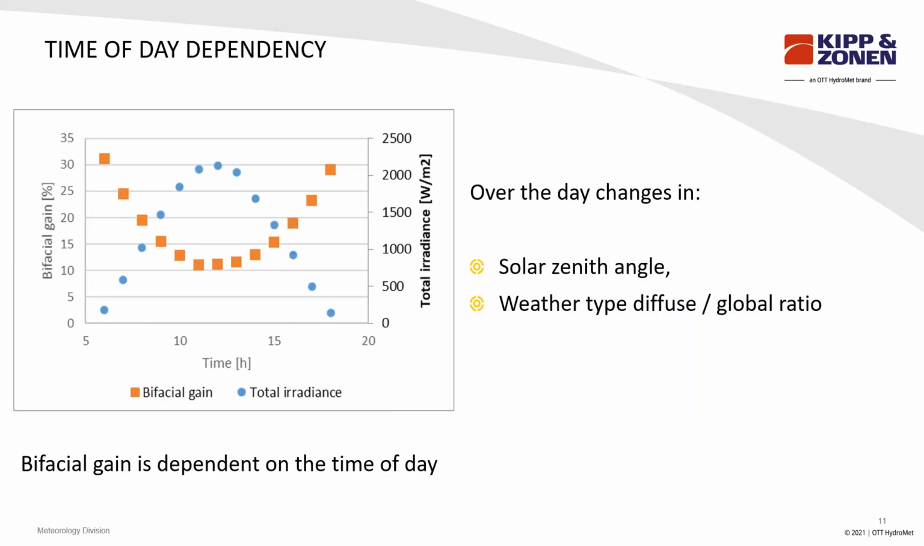Now, another thing we've looked at is the effect of the time of day. So here we see the bifacial gain as a function of the time of the day in orange, and we see that because of changes in solar zenith angle, you have a higher bifacial gain in the early hours and the late hours of the day, and it is lowest around solar noon. And that's where also the majority of the energy will be generated. So it's dependent on the time of the day.